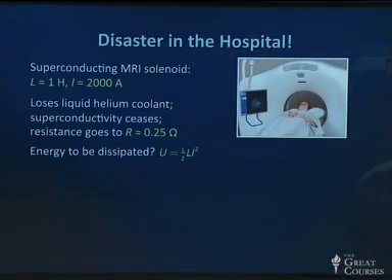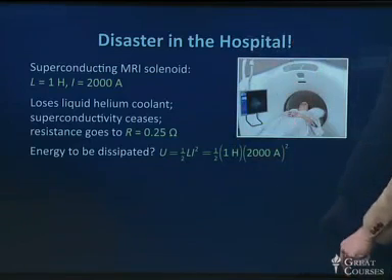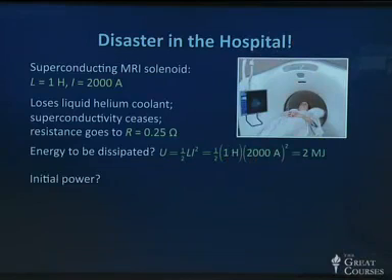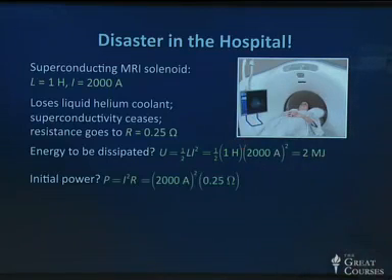Well, the energy stored in a solenoid is a half L i squared, as we saw. That's a half times 1 Henry times 2,000 squared. 2,000 squared is 4 million. The half makes it 2 million. 2 million joules of energy we've got to get rid of. What's the initial power? It's I squared R. 2,000 squared is 4 million. R is a quarter of an ohm. That gives me 2,000 squared, times a quarter of an ohm, 1 million watts. We've got to dissipate that. That's like 10,000 100-watt light bulbs burning simultaneously. And we've got to make that power go away. We've got to dissipate that energy.